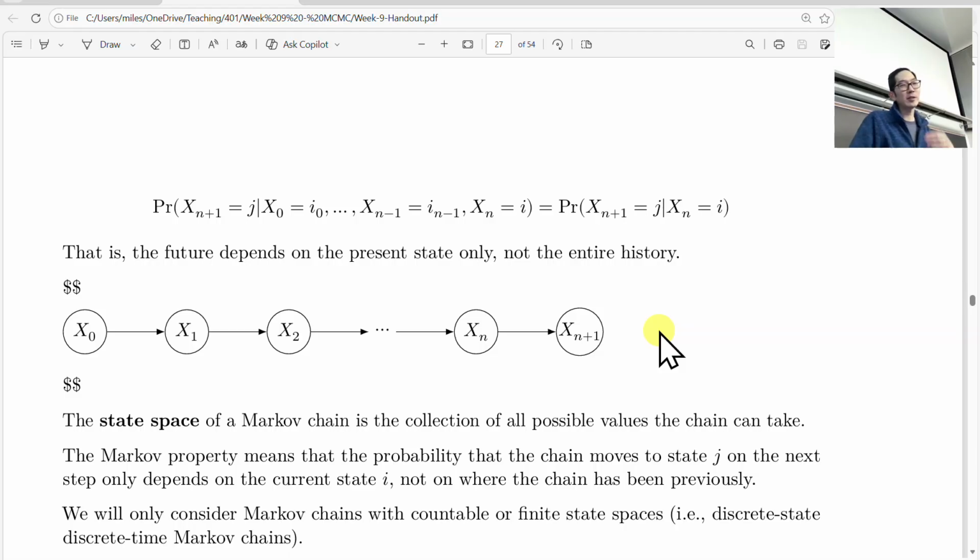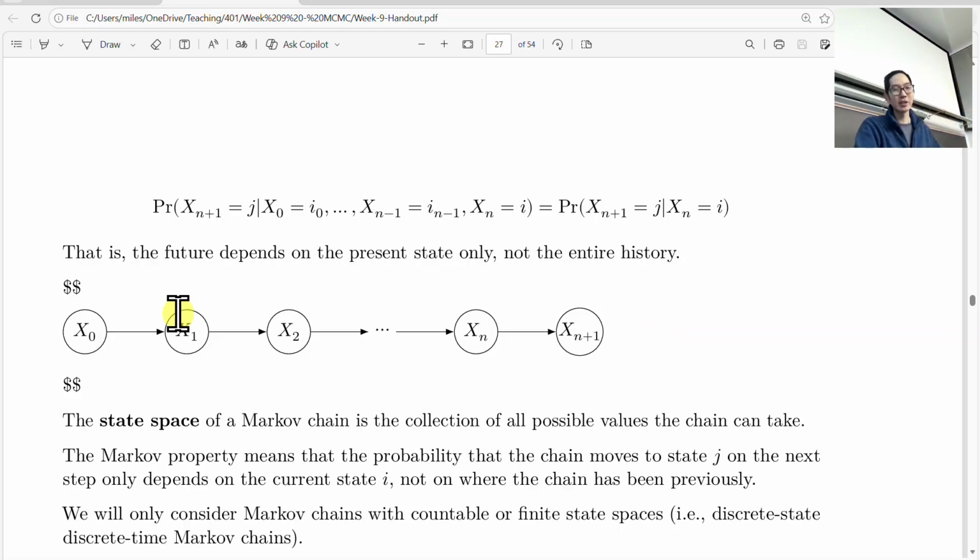That's different from a lot of games, where the next state of the game depends on the entire history of the game up to that point. What the next move is depends on the entire history. The Markov property says the next move is not independent of the previous one, but it only depends on the current state, not the entire history.